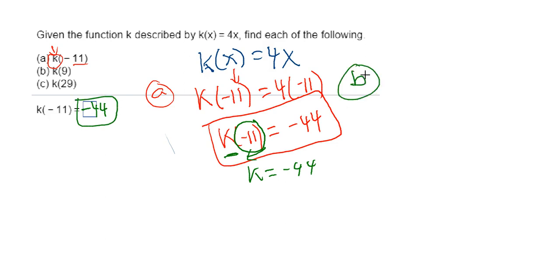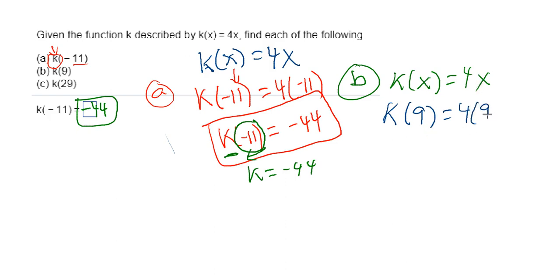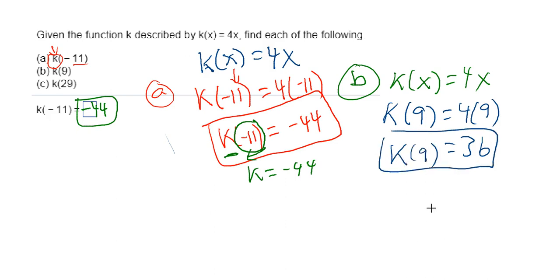Let's look at part B just to make sure it's clear how to do this. So we'll start over again with the function k of x is equal to 4x. We want to find, in part B, k of 9. That tells me everywhere I see an x, I'm going to replace it with a 9. And so I'll do the same thing on the right-hand side. Replace this x with a 9. We get 4 times 9, which is 36. And that's the end of the problem, right? k of 9 is equal to 36. And part C is going to work exactly the same way, except you're going to have a really big number because 29 times 4 is going to be kind of big.